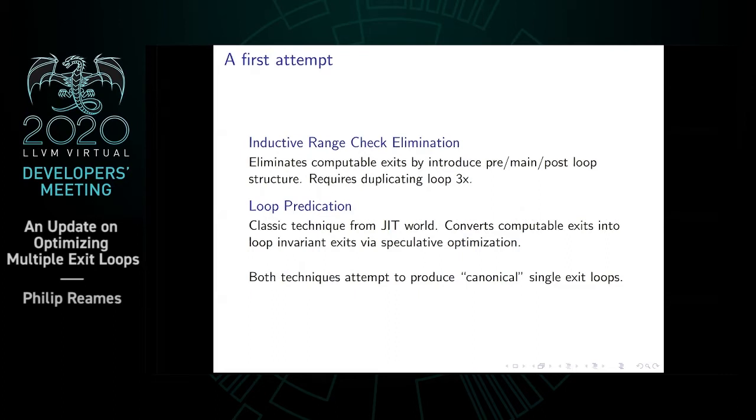The other core approach that's been checked in and used pretty widely is loop predication, which comes out of the just-in-time compiler world. The basic idea of the loop predication transformation is to analyze the computable exits and to form a loop invariant condition that determines whether some particular exit will be taken. And if it is, fall back to the interpreter or lower tier of execution before actually entering the loop. This relies on the ability to speculate and fall back, so as a result, it's not usable in static compilers.